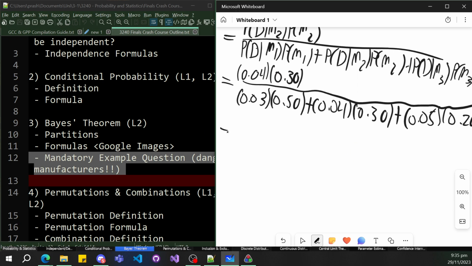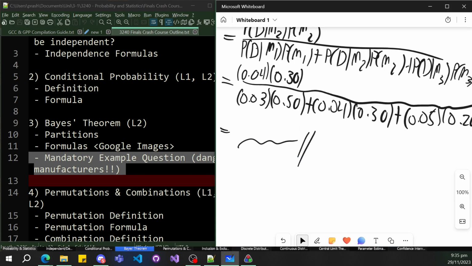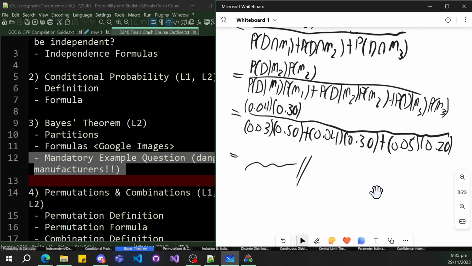All we got to do is throw it in the calculator and get the result. I hope I'm right after writing all of that. It says you got 0.037. I'm going to put this in my calculator real quick. Okay, 0.04 times 0.30 times 0.03.5 plus 0.04 times 0.3 plus 0.05 times 0.2.